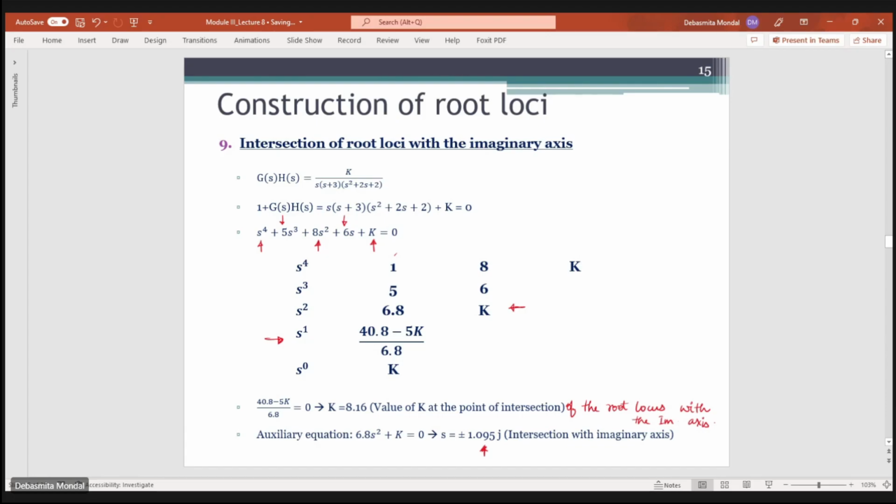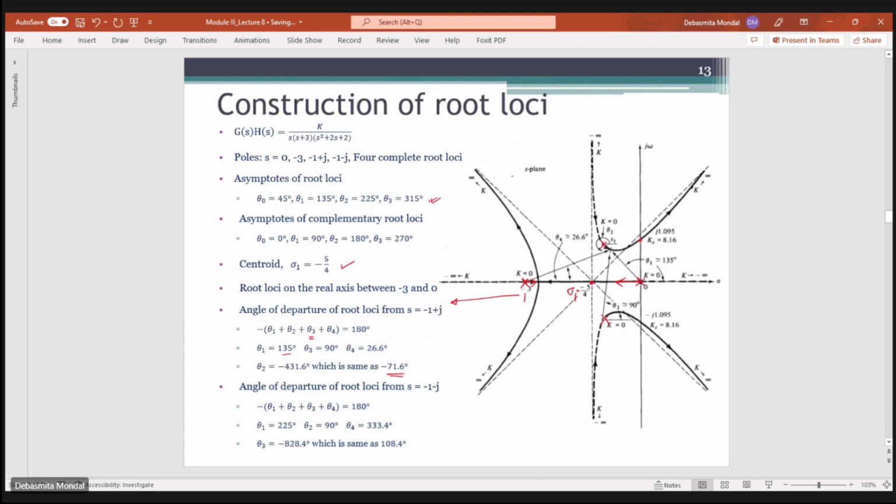Okay, so the moment you have plus minus 1.095, if you see this figure, there are 2 points at which the root locus is intersecting the imaginary axis. One is because of the root locus starting from the pole minus 1 plus j, and the other from the root locus starting from minus 1 minus j. So this value is plus 1.095 j and this value is minus 1.095 j, and the corresponding value of the gain is 8.16.